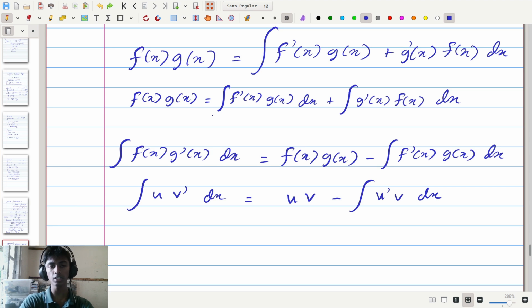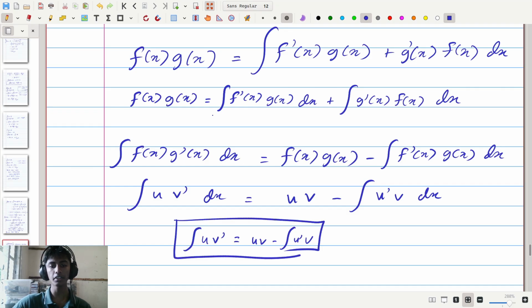Sometimes you'll also see that we've written this without the dx. I personally don't like this, but since the variable that we're integrating with respect to is kind of implied in the function itself, we don't even need to write the dx bit. We can simply write that the integral of u v' is equal to uv minus the integral of u'v. I often see people writing it like this. This is integration by parts.